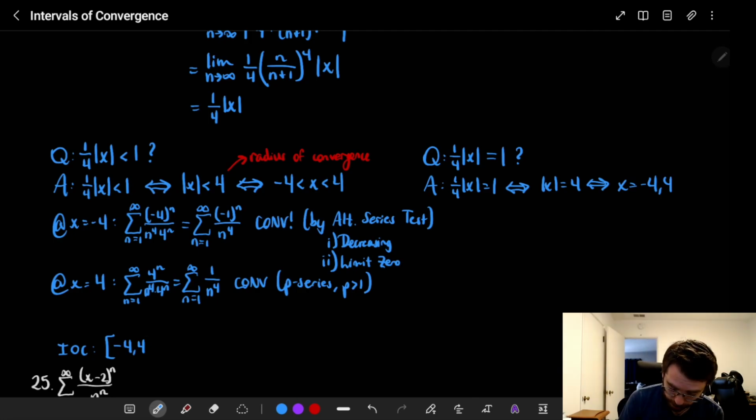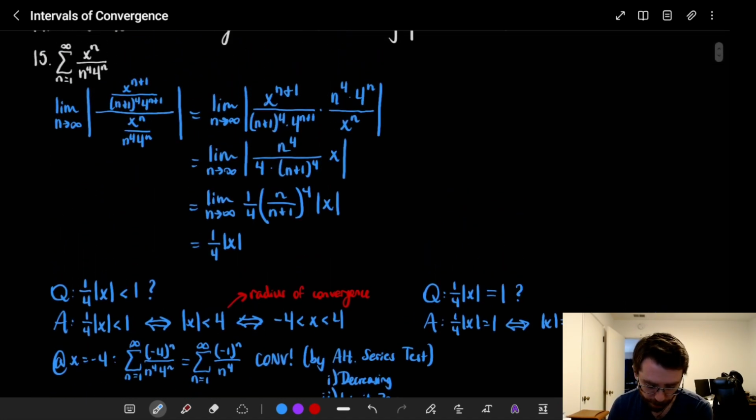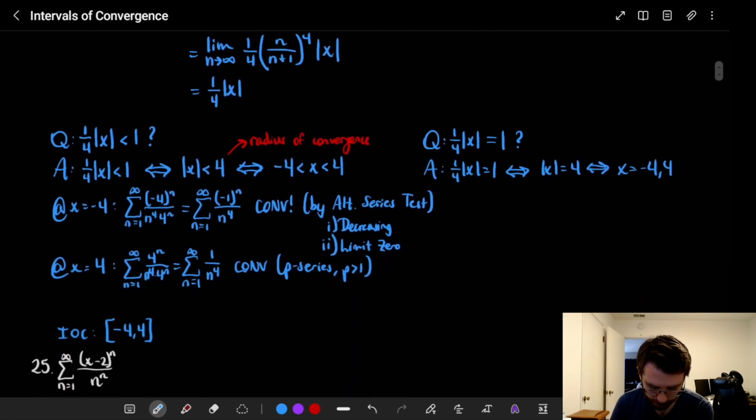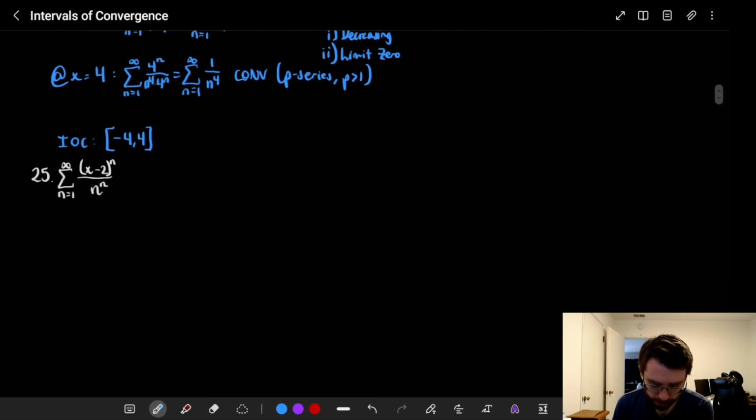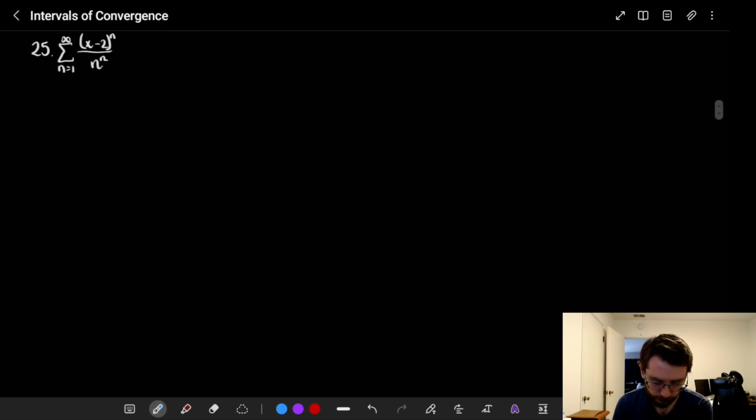So I have to include this endpoint as well. So both 4 and -4 give me convergence in the original power series. So that's my interval of convergence. The radius of convergence is still 4. Right, the radius won't change if you add a single point. A single point sort of has size 0. But the endpoints are being included, and that's important to note.